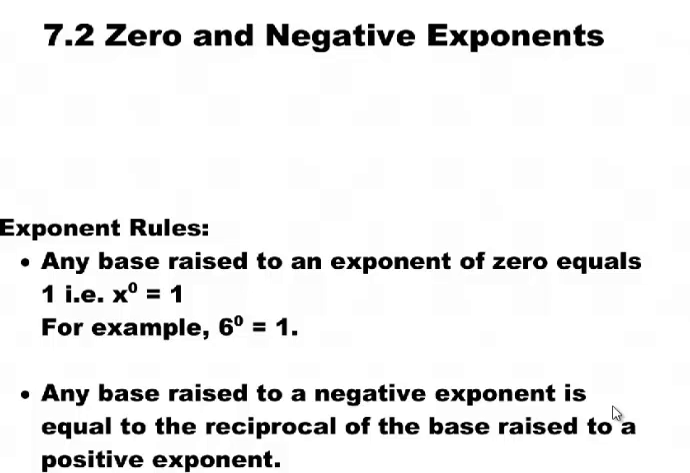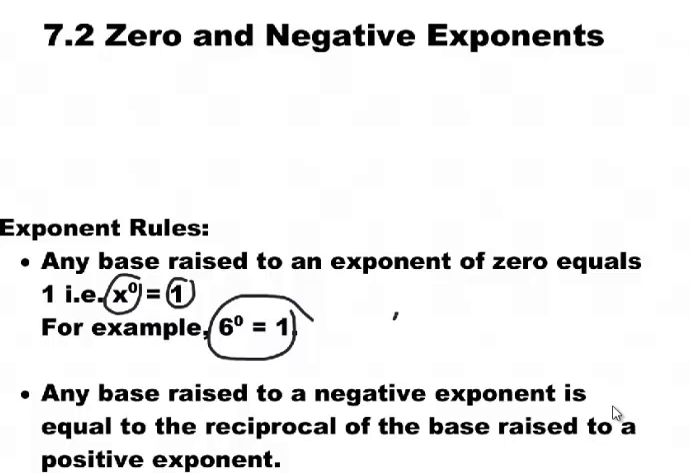Now, this means that any base raised to an exponent of 0 is equal to 1. So this means that x exponent 0 is equal to 1, no matter what the value of x is. For instance, 6 exponent 0 is equal to 1. This is the zero rule.